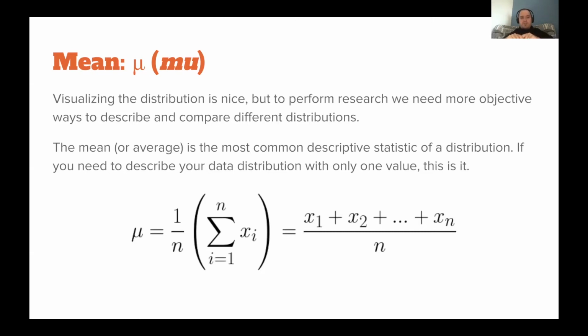So the mean is by far the most common descriptive statistic of a distribution. And if you do need to describe your data distribution with one value, this is it. But please always keep in mind that by doing this, you're obviously losing a lot of information in terms of exactly how your distribution looks, right? The shape of the distribution is being lost. That's it. But you have to do this. That's how you answer a research question initially, as we will see.